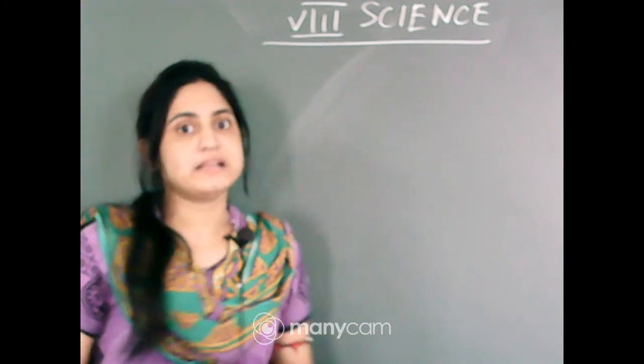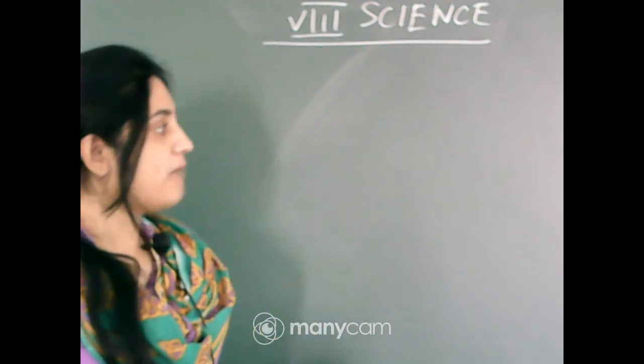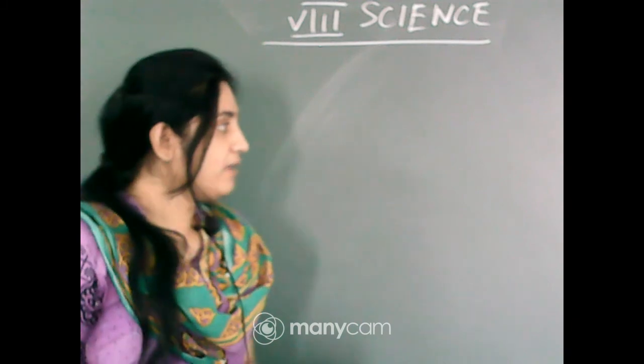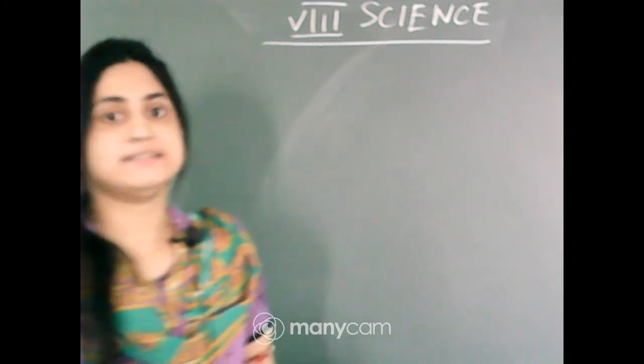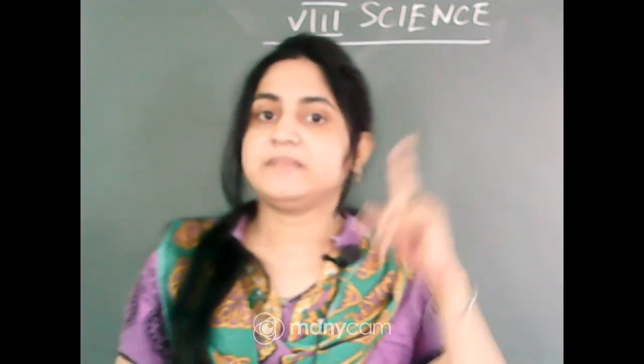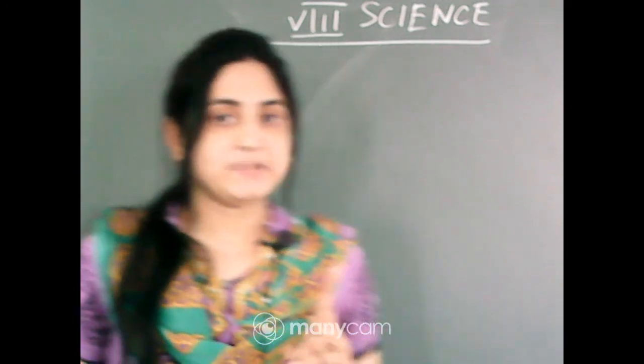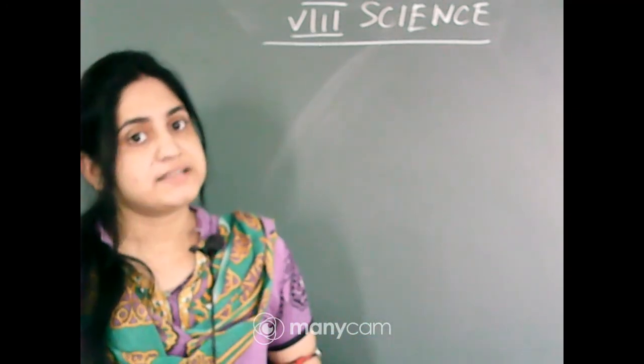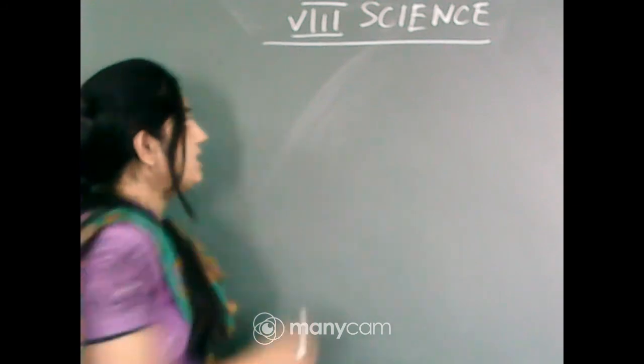Okay, so previous day we learned how the embryo is formed. Today we learn how fetus is formed. So the first step is zygote, the next step is embryo and the third step is fetus. Okay, so mainly what is fetus?